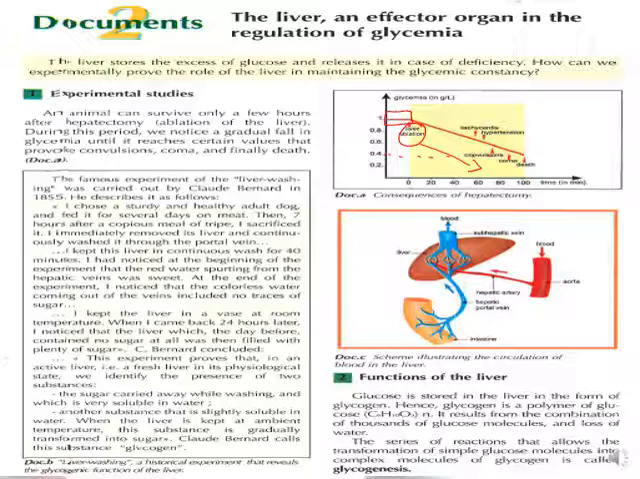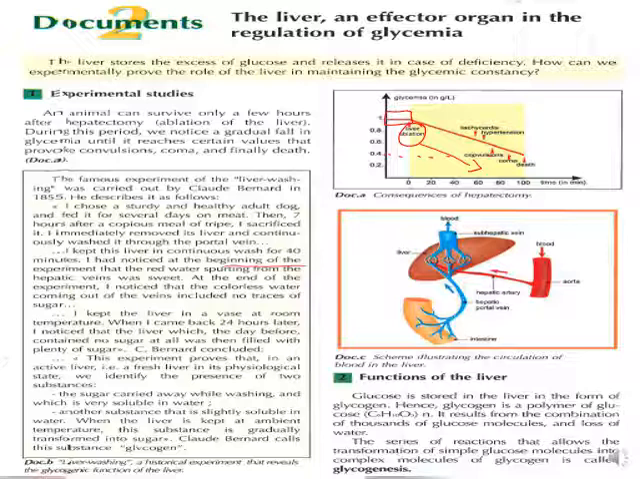Then, what will happen? I kept this liver in continuous wash for 40 minutes. I had noticed that at the beginning of the experiment, the red water spurting from the hepatic veins was sweet. At the end, I noticed that the colorless water coming out of the veins included no traces of sugar. So, I kept the liver in a vase at room temperature. When I came back 24 hours later, I noticed that the liver, which the day before contained no sugar at all, was then filled with plenty of sugar.